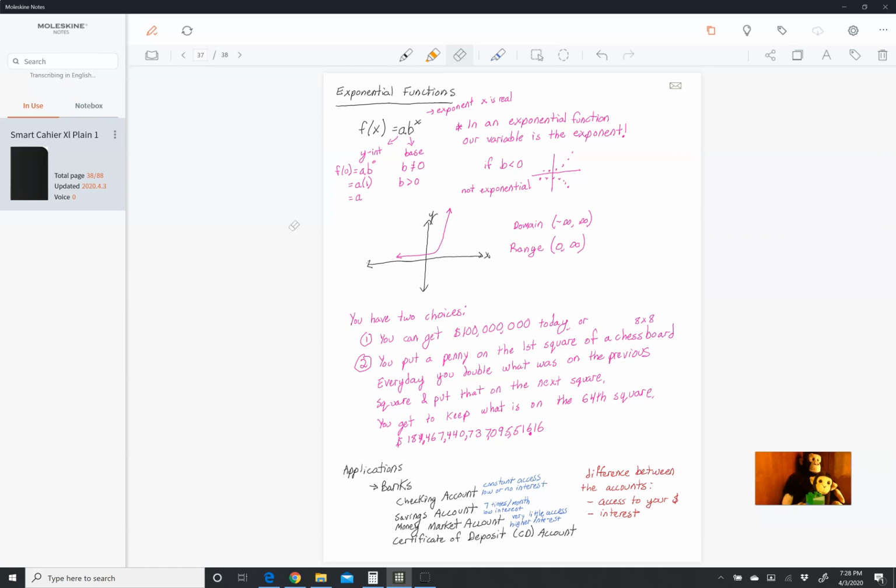A CD is no access, but very high interest. And the reason why it's very high interest is that the bank can loan it out and they know. So a CD can range in amount of time. You could say, I don't need access to my money for 3 months, 6 months, 2 years, 10 years. The more time that you sign up for the CD, the higher the interest.